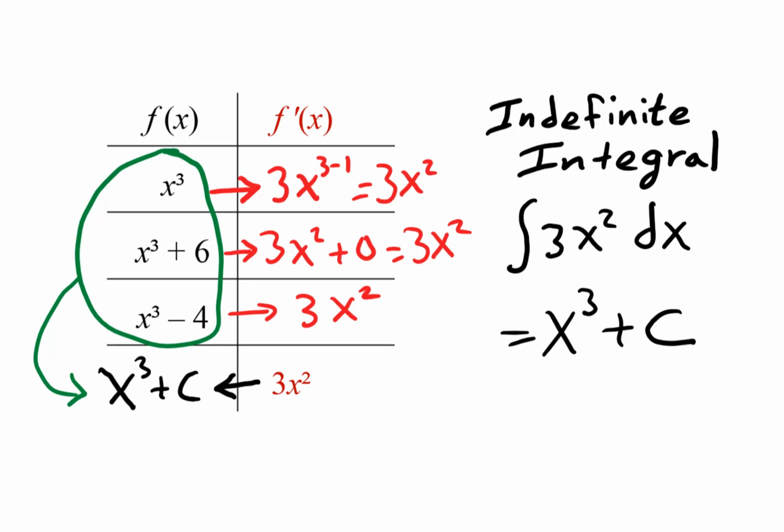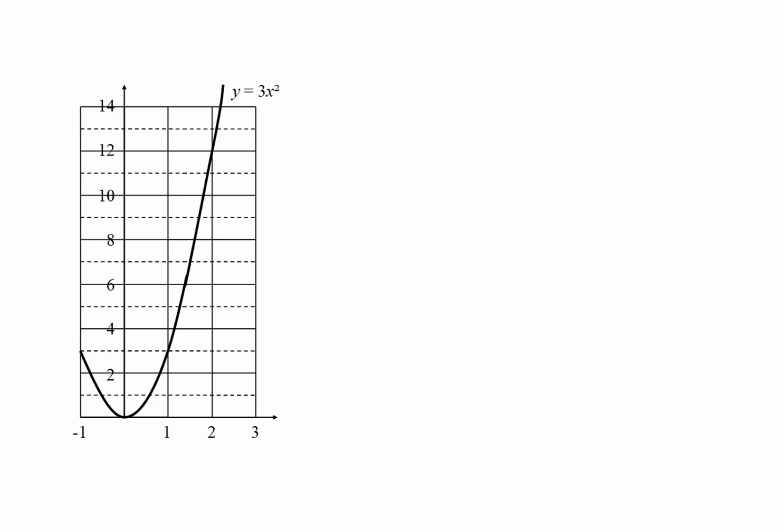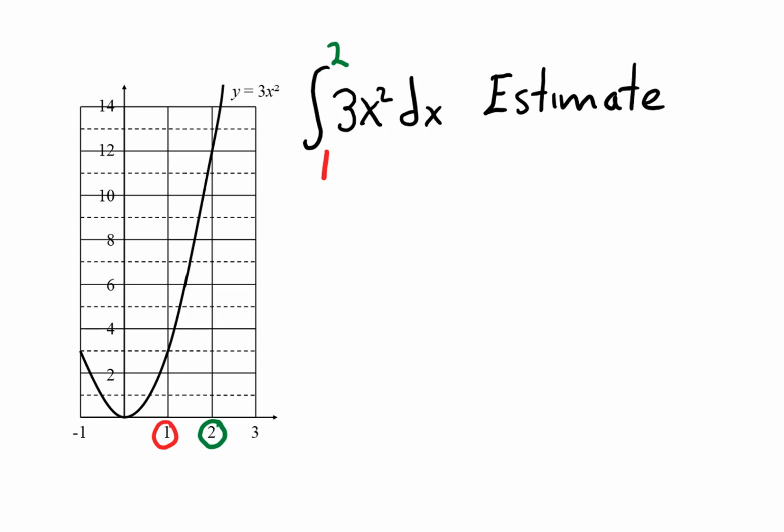Now let's look at a definite integral involving 3x squared. Find the area between the curve y equals 3x squared and the x-axis from x equals 1 to x equals 2. When possible, I always start with an estimate. That helps me know whether I've gotten the right answer at the end.